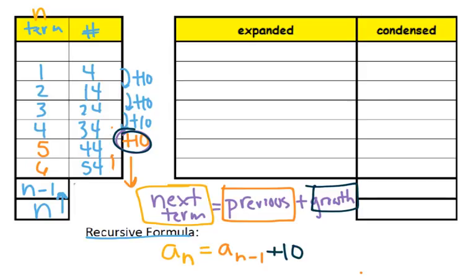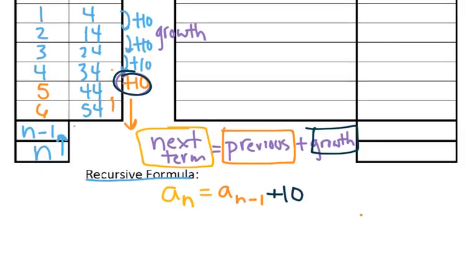Now, the problem is, our plus 10 was the growth, but we didn't get our starting number. Right now, if I look at this arithmetic formula, I don't know where I'm starting. I know I'm adding 10, but how do I know I'm going to be 14? Now you may say that we're starting at 4. But notice 4 is actually the first term.